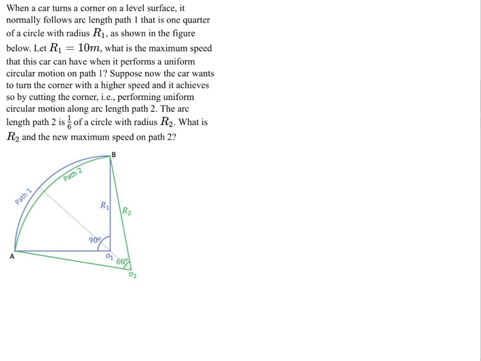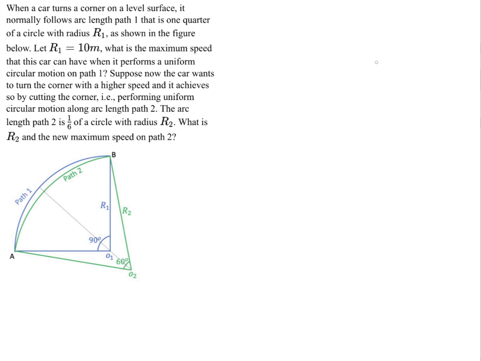When a car turns a corner on a level surface, it normally follows an arc, which is path 1, and it is 1/4 of a circle with radius r1. It's shown here. If we let r1 be equal to 10 meters, what is the maximum speed that this car can have when it performs uniform circular motion on path 1? So basically the car is turning on this path 1, and we're trying to find its maximum speed.